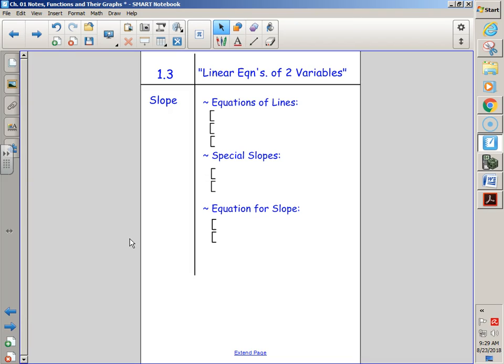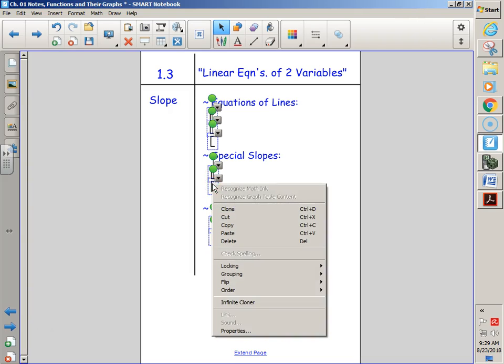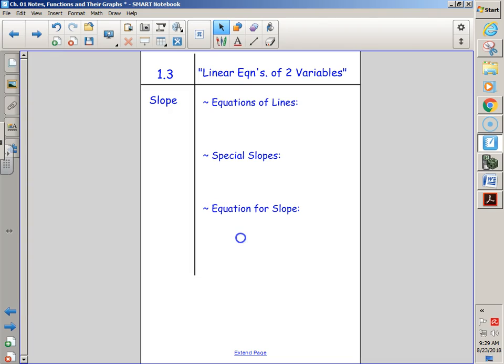Okay, here we go. Equations of lines. So I told you guys to skip all these spaces. I'm going to quickly get rid of the spaces just because they're kind of messy. Let's see if the right button works. There we go. All right.